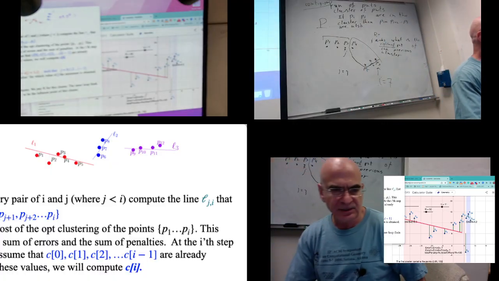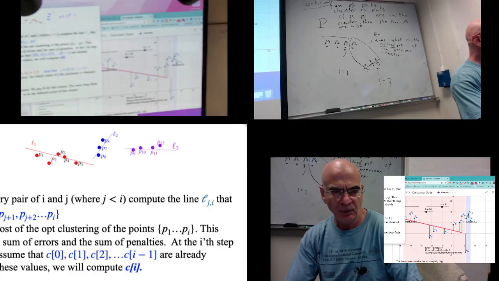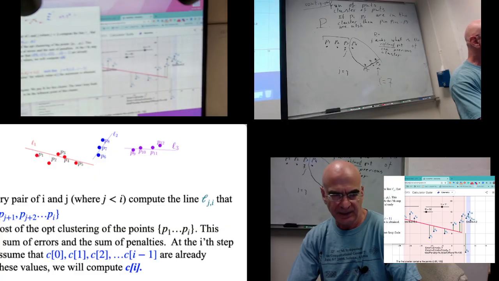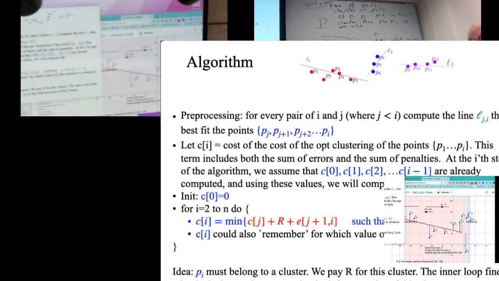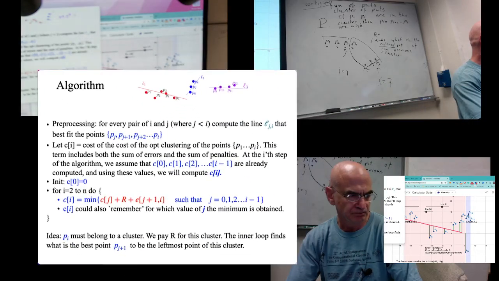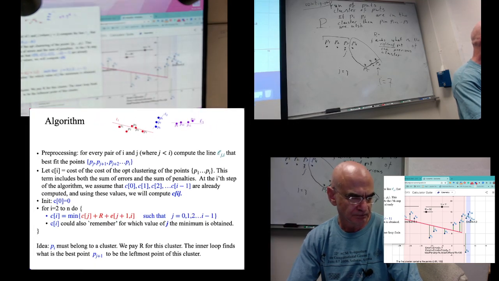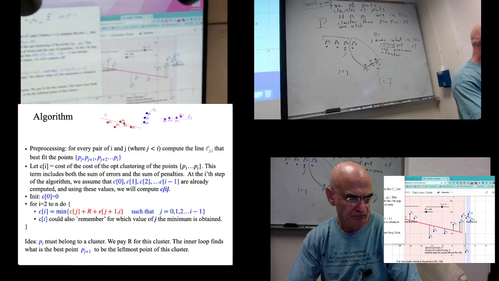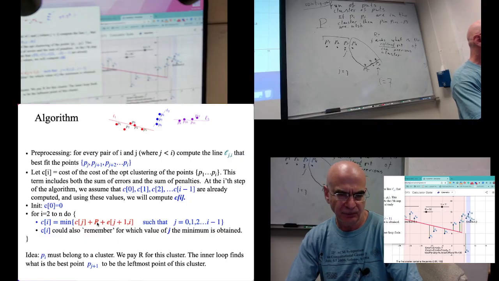And again, I don't know what j is, but what will be my cost altogether? Some oracle came and told me what j is. What is the overall cost that I need to pay? I need to pay R for the new points.